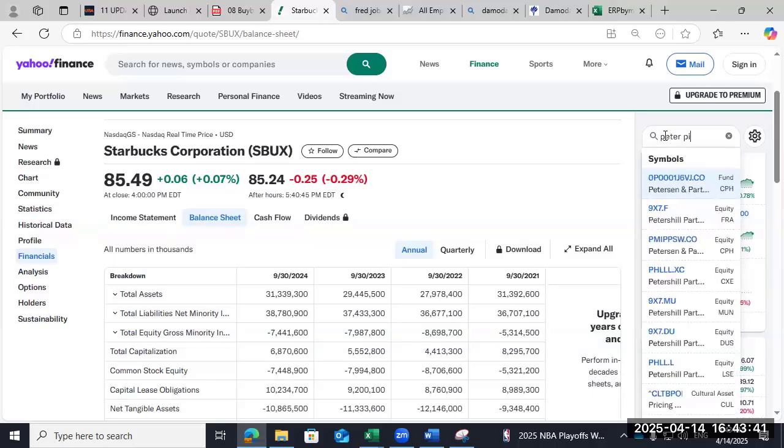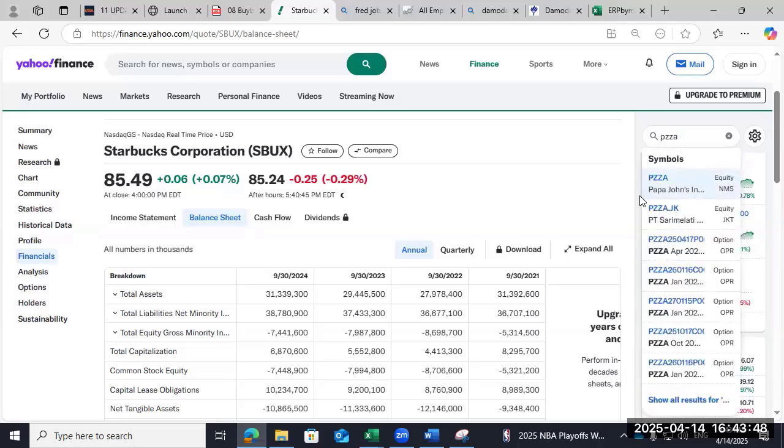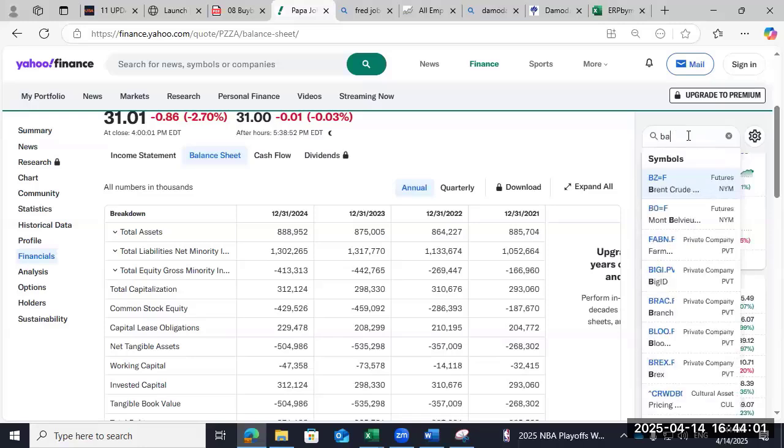Peter Piper Pizza. I don't know how to do it. Is it just pizza? Papa John's, maybe. Here's Papa John's. What's with the restaurant industry? They all have negative net worth. It's really bizarre. There's some that have negative net worth for very good reasons.